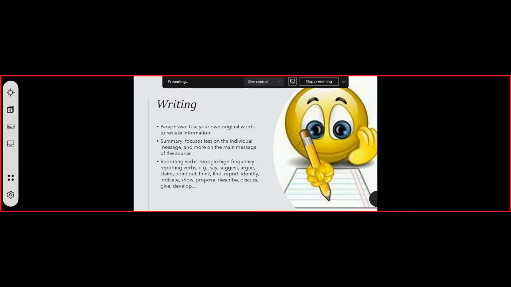So I've given you a few reporting verbs. For example, someone suggests, or someone argues, or they claim, or they point out, they think, they find, or they reported, they identified or indicated, they showed, proposed, described, discussed, give, and develop. So those are a few for you, but there's many more. So please make sure that you have a good vocabulary of reporting verbs and that you don't use the same verb over and over again. It might just put your reader to sleep.